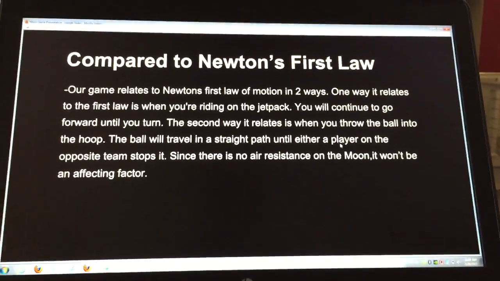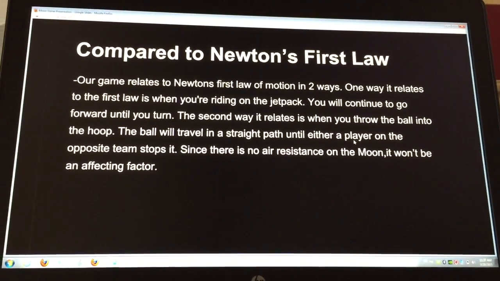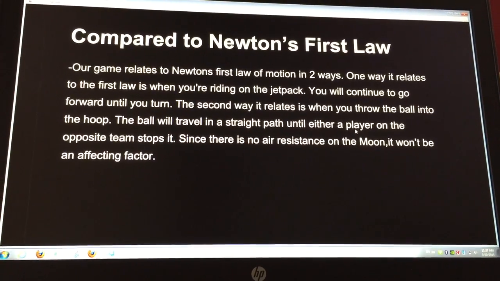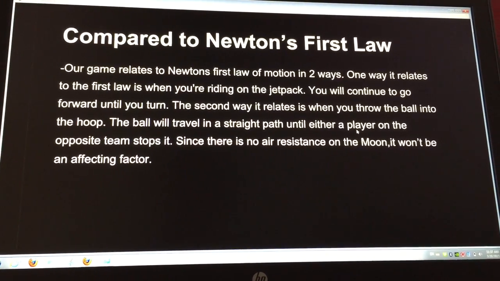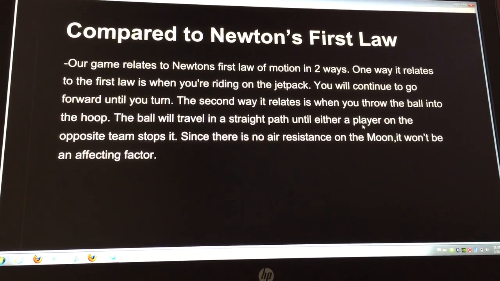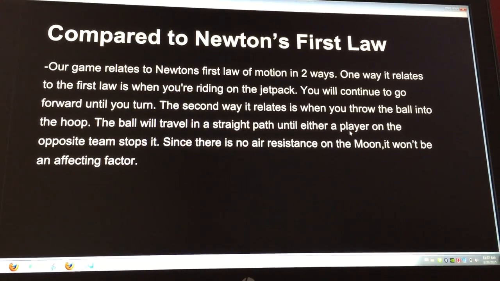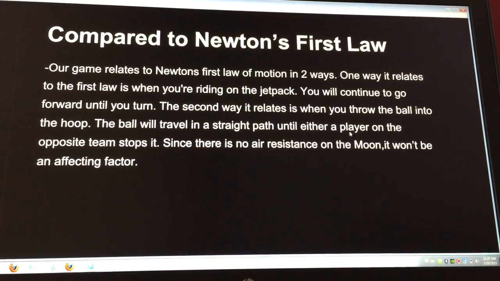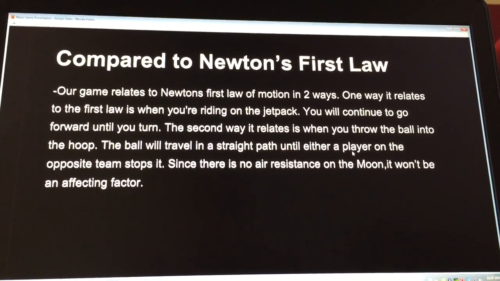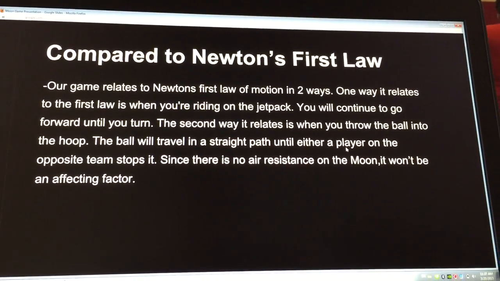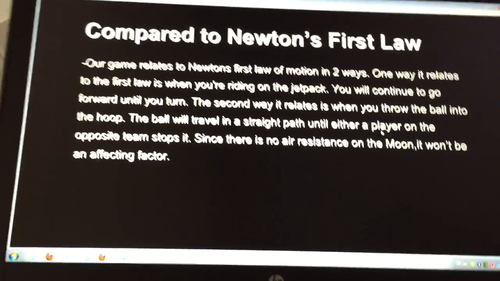Our game relates to Newton's first law of motion in two ways. One way is when you're riding on the jetpack, you will continue to go forward until you turn. The second way is when you throw the ball into the hoop. The ball will travel in a straight path until a player on the opposite team stops it, since there is no air resistance on the moon to be an affecting factor.